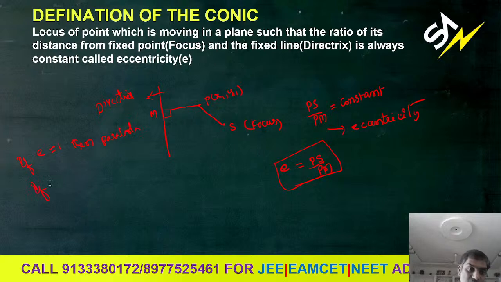If e is less than 1, then what do we get? Then we can get an ellipse. So our today's topic is this, e less than 1. If e is less than 1, then we are going to get an ellipse, right?